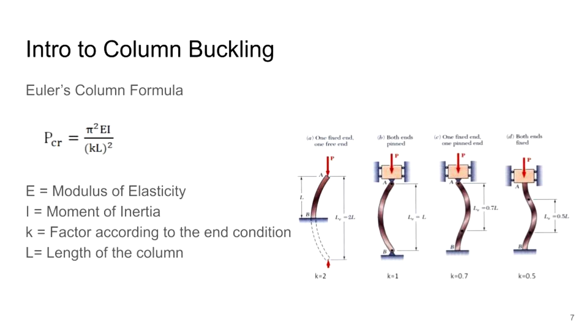To calculate the critical load of a column, we can use Euler's column formula as shown on the screen here. And one thing we would like to point out is the value of K. K depends on the end condition of the column, and there are 4 cases. If a column has one free end and one fixed end, K is equal to 2. For both pinned ends, K is equal to 1, and this is also called the ideal case. One fixed end and one pinned end, K is equal to 0.7, and both fixed ends, K is equal to 0.5.